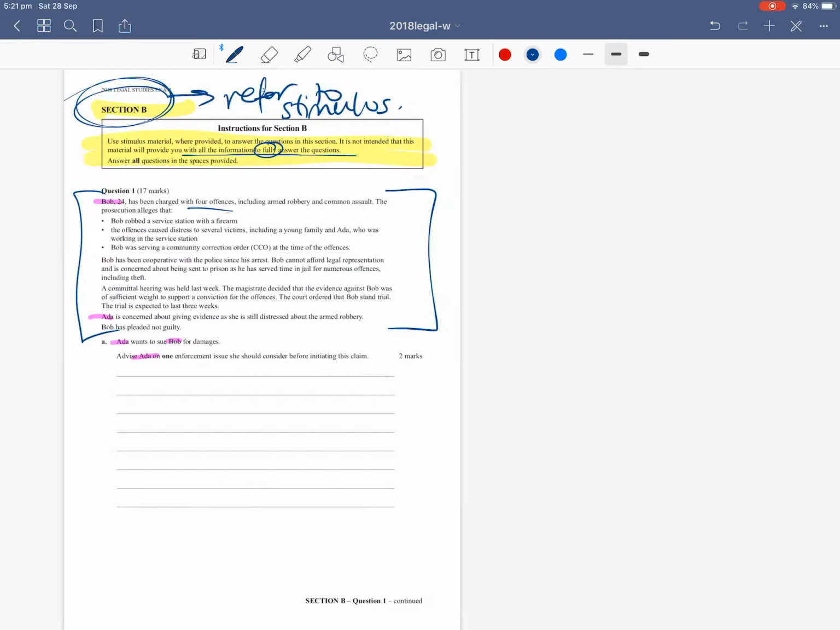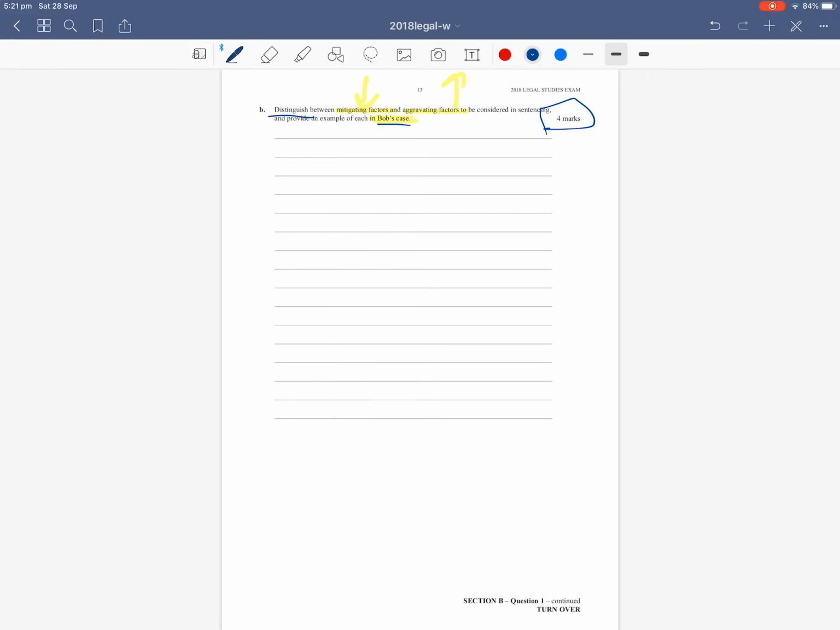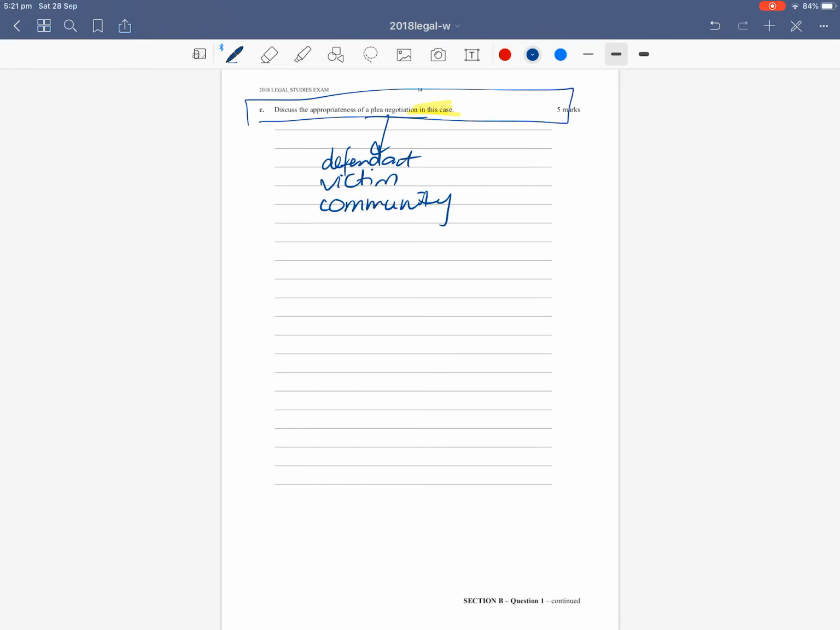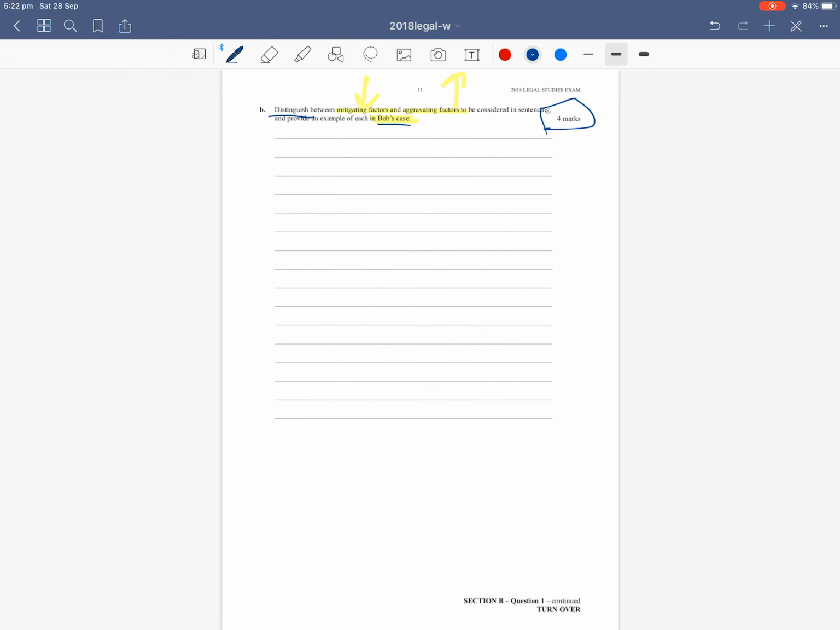From memory, this case was in a public space. Where was it? Pretty sure it was in a public place from memory. So you need to take those things into consideration. You also need to take into consideration the prosecution. All these things need to come in, but you need to link these back to the actual case study, the information that's provided to you on this page over here.